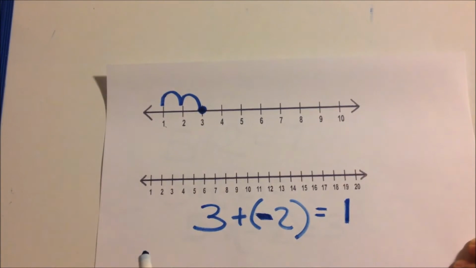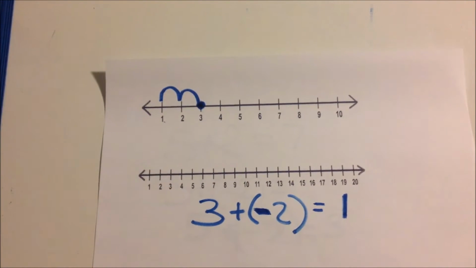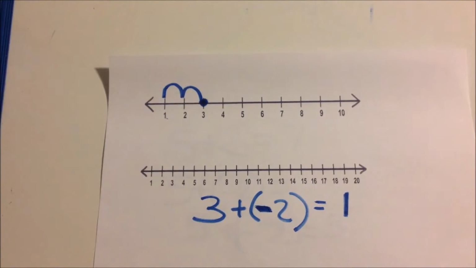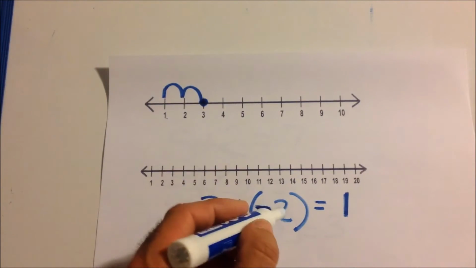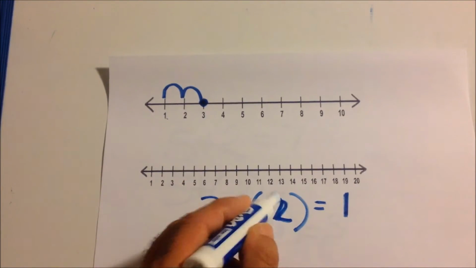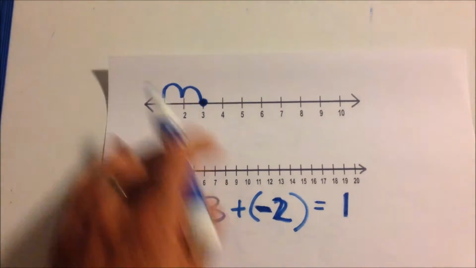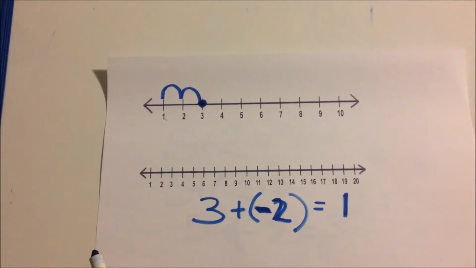So that's looking at the number line. Also in the real world, we can think of money. You have $3. You owe $2. So you're left with $1. So that's 2 ways we can look at it. Let's look at another one.